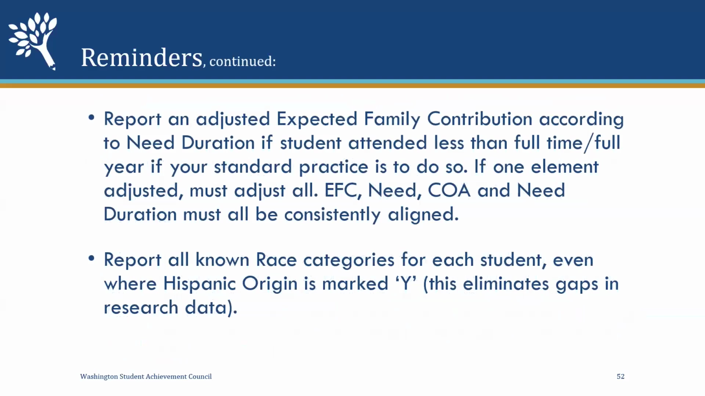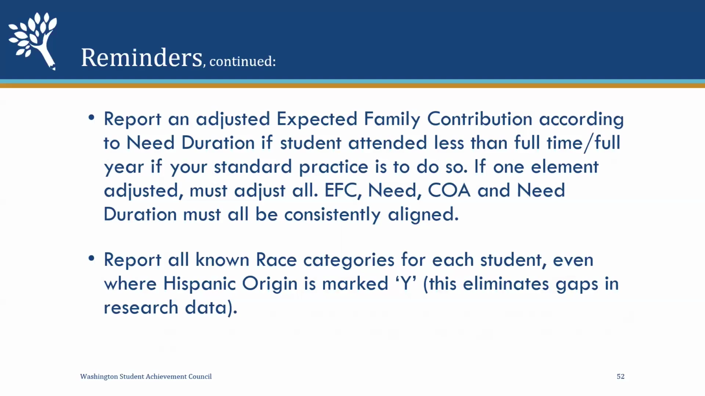Report an adjusted expected family contribution according to need duration if a student attended less than full-time, full year, if that's your standard practice to do so. If one element is adjusted, you must adjust all. EFC, need, COA, and need duration must all be aligned.